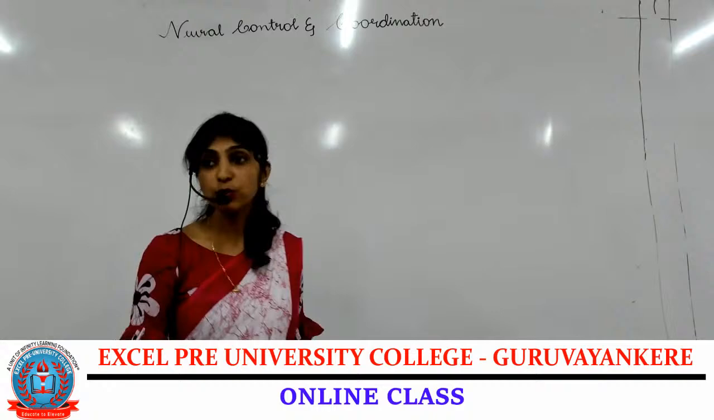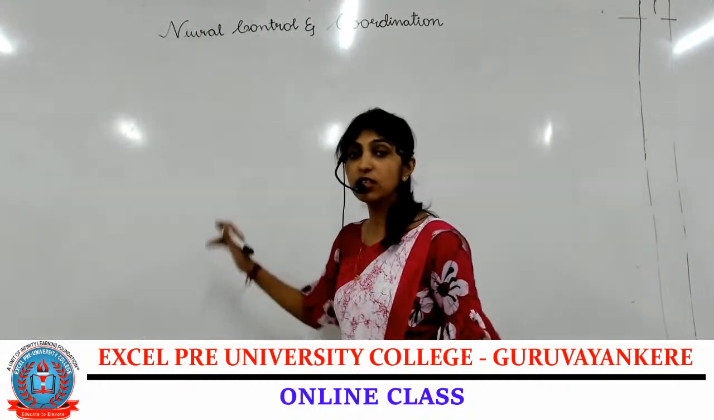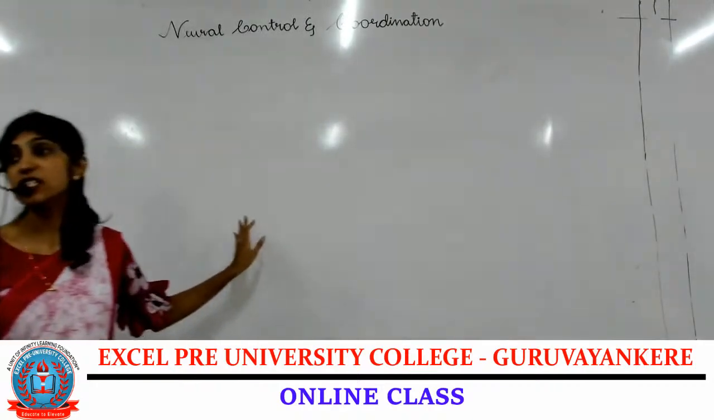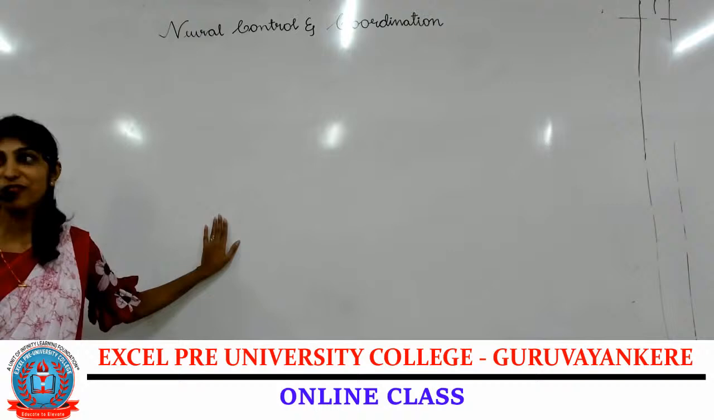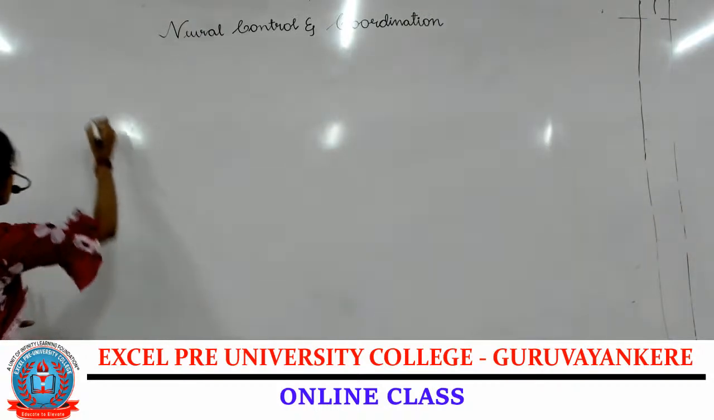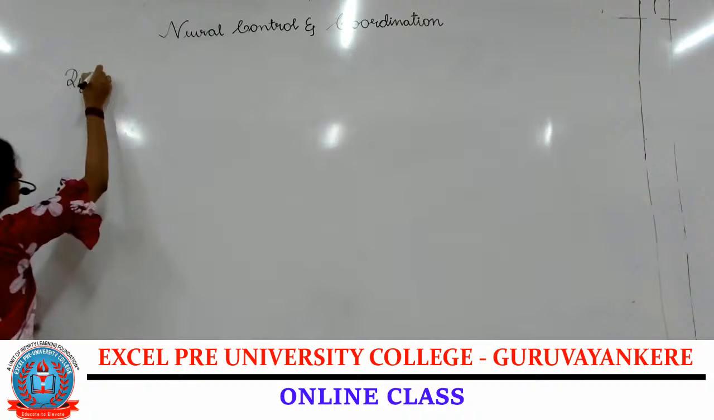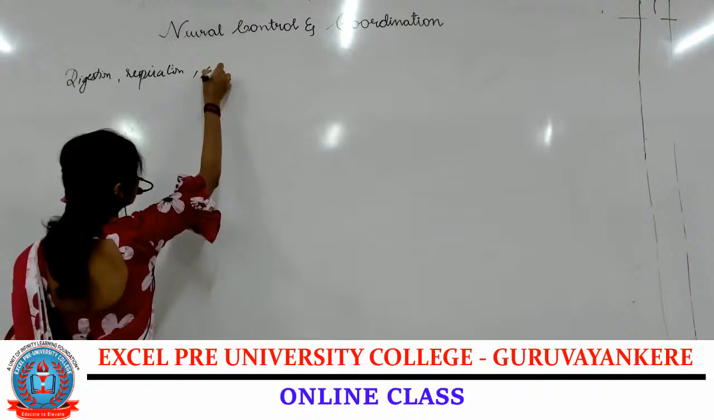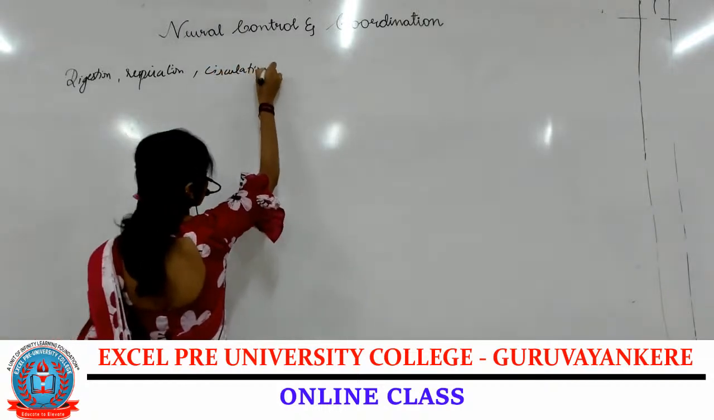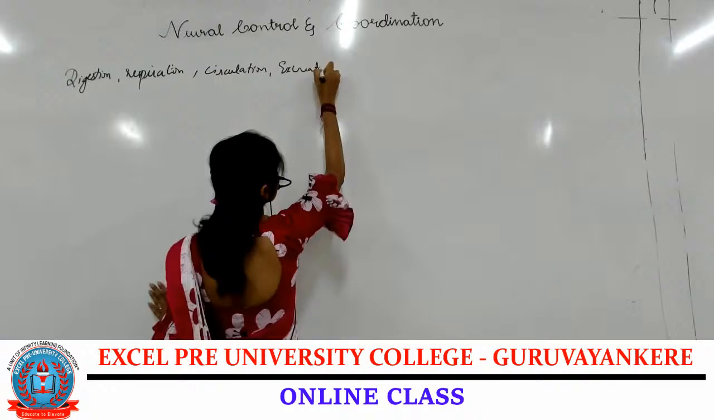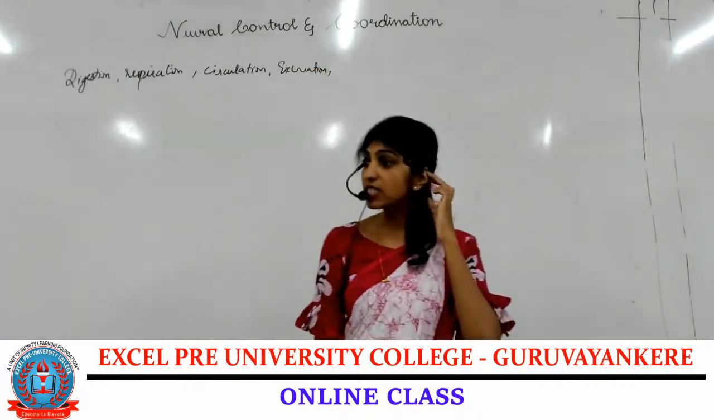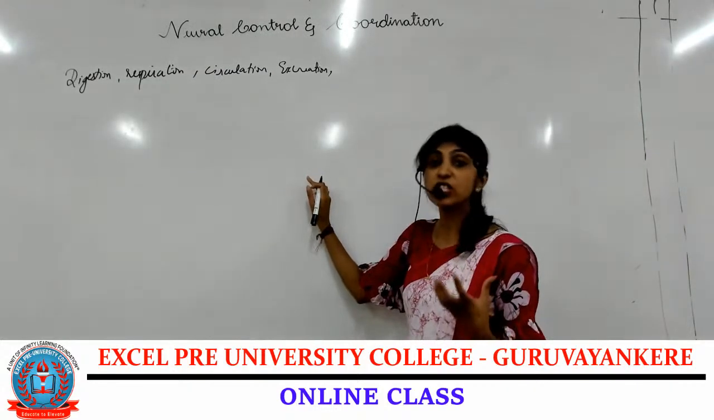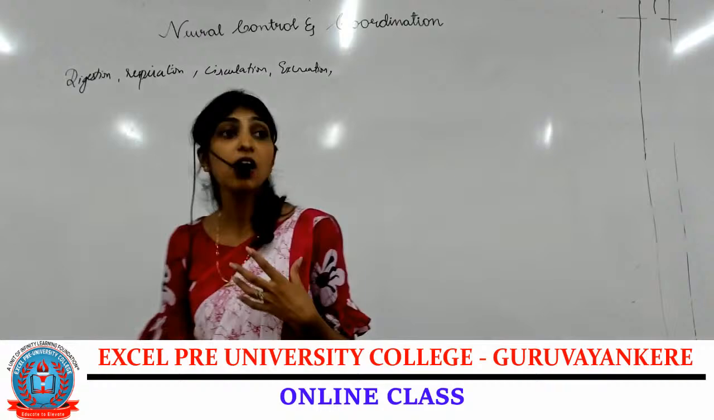Coming to neural control and coordination, we know there are a number of physiological activities taking place in our body. What are the physiological functions in our body? That includes digestion, respiration, circulation, excretion, then locomotion and movement. These are the different physiological activities or functions that take place in our body.